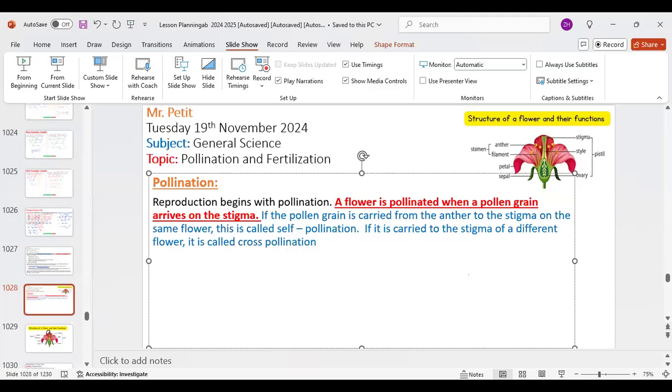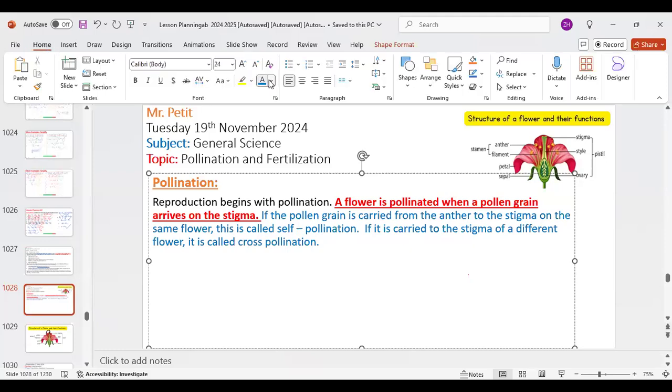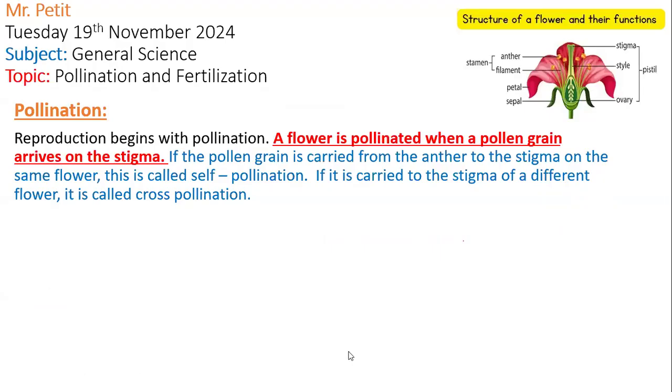So can someone differentiate for me the difference between self-pollination and cross-pollination? Cross-pollination is more involuntary, and self-pollination is more voluntary. No. Anyone else want to try?